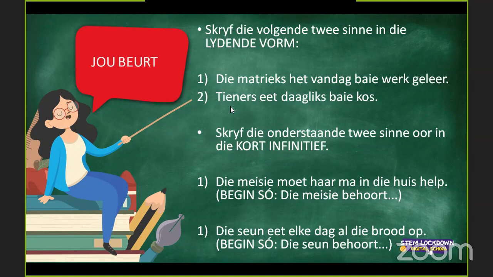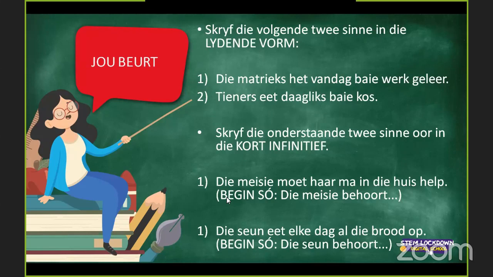Check the tense. And then, once you've done that, please apply the rule. En dan het ek hierso gesê, skryf die onderstaande twee sinne oor in die kort infinitief. Okay, I would like you to write it in the short infinitive, like I explained in today's lesson. En dit sê hier, die meisie moet haar ma in die huis. I've told, instructed you how to start, but begin so, die meisie behoort.